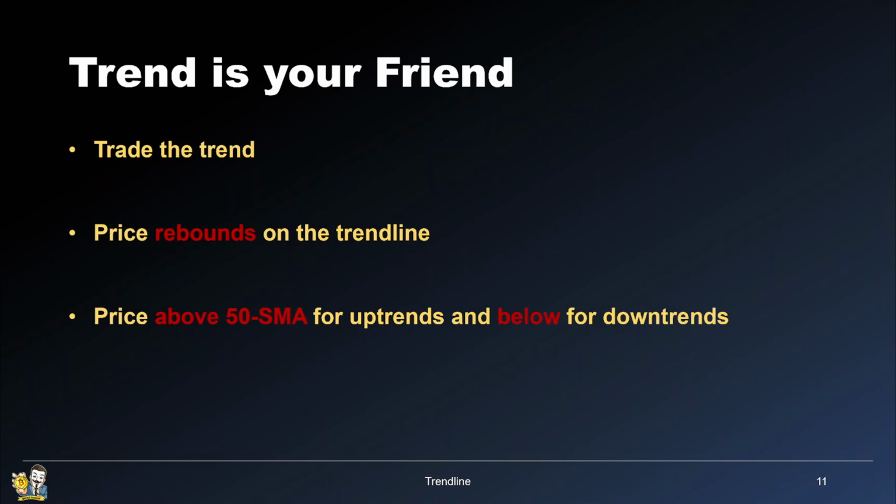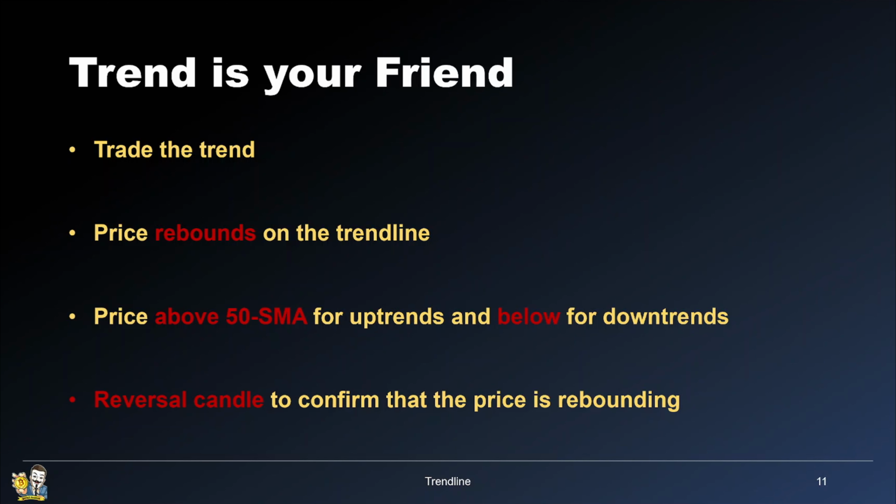We will use the 50 moving average indicator as a confirmation signal. Price must be above the 50 MA for uptrends and below for downtrends. And finally, we must see a reversal candle to confirm that the price is rebounding, like, for example, a doji, a hammer, or an engulfing.